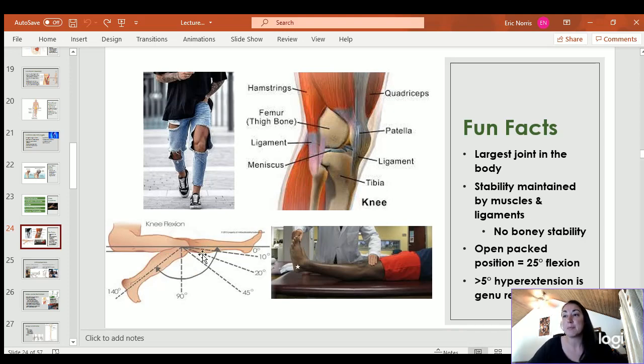The open pack position is at about 25 degrees of knee flexion, so right about here along this line. And if someone has more than 5 degrees of hyperextension, it's considered genu recurvatum. You know, that's when you overextend the knee. So more than 5 degrees is when they consider it genu recurvatum.